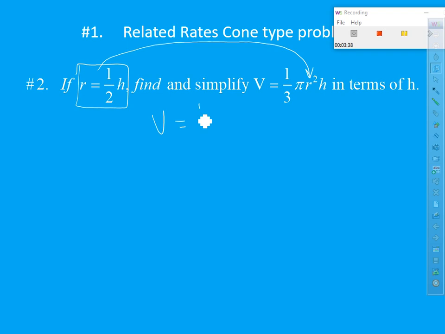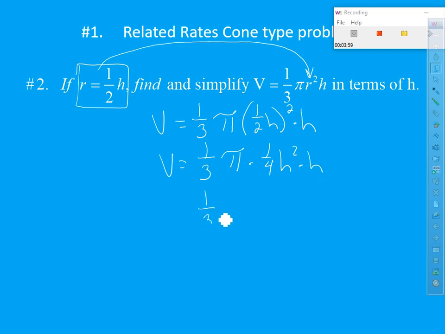I've got volume equals 1/3 pi times (1/2 h) quantity squared times another h. Now when I simplify this, I've got 1/3 pi times 1/4 h squared times another h. If I simplify again, I've got 1/3 pi times 1/4 h cubed. Now, I could take this a step further. I could also say 1/3 times 1/4 is 1/12. We normally don't do that because within the problem we're going to be finding the volume, and to do that, we're going to find the derivative.